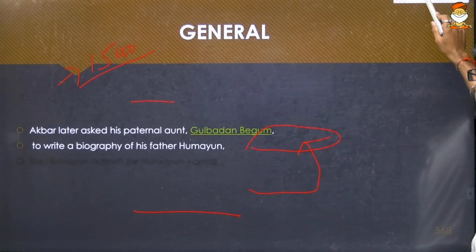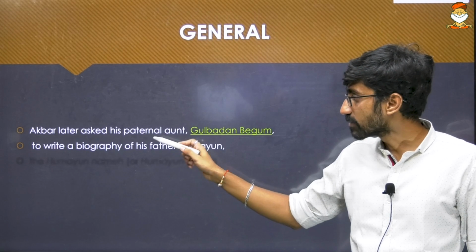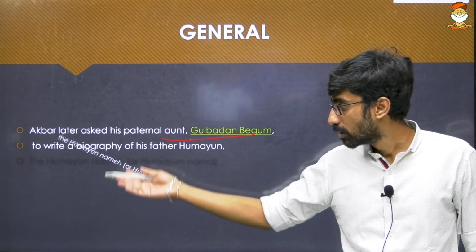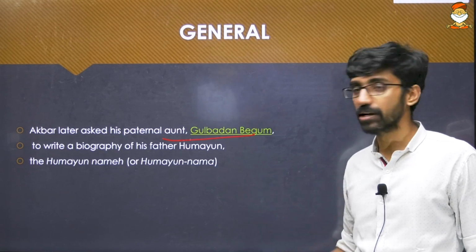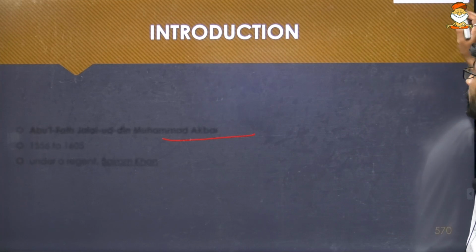And then again, Akbar, later, we were trying to complete Humayun over here. Akbar asked his paternal aunt, Gulbadan Begum, to write the biography of Humayun, and that led to the Humayun Nama. So the Humayun Nama was written by Gulbadan Begum during the time of Akbar. And then Akbar will be coming in; we talked about Babur, we talked about Humayun. Humayun got defeated at Chauza and Kanauj. He went back.